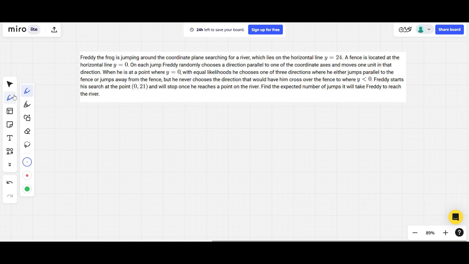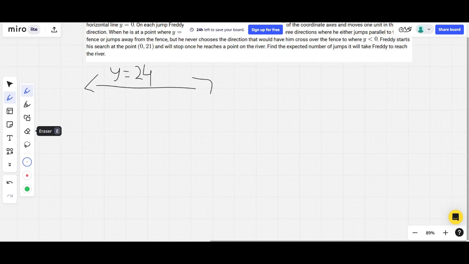In this video, I'll be going over the solution to the 2016 AIME 1 problem 13. So in this problem, we have a frog searching for a river, and the river is located on a horizontal line, which is y equals 24. So let's label that as the river. And then there's also a fence, which is located at the horizontal line, y equals 0.